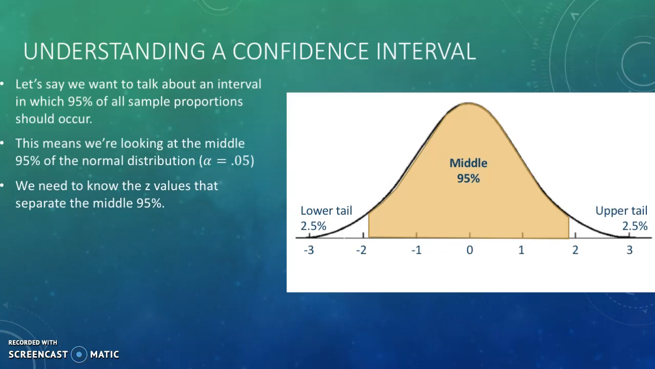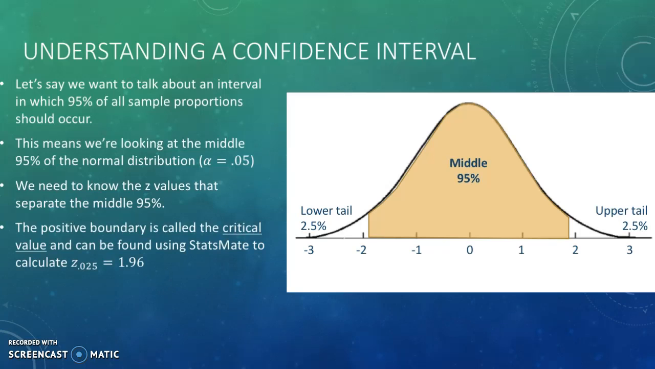The critical value for us is that positive z value on the right side of the mean where that yellow dividing line occurs, somewhere between 1 and 2, closer to 2 than 1. I can actually calculate that using StatsMate like we did before. That's like finding the z alpha. You know the probability, and you need to backtrack and find the right z value.